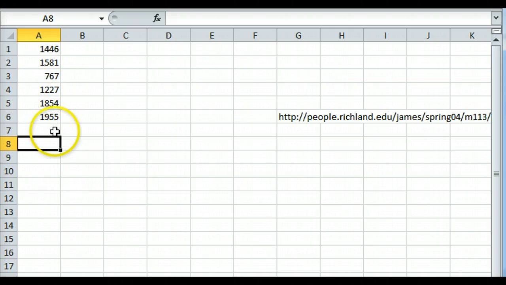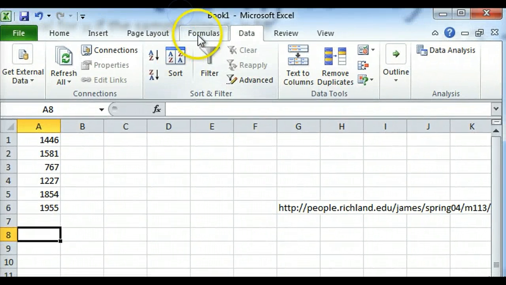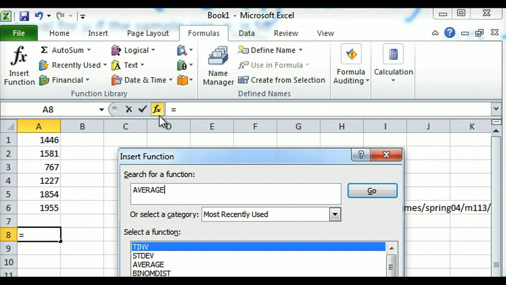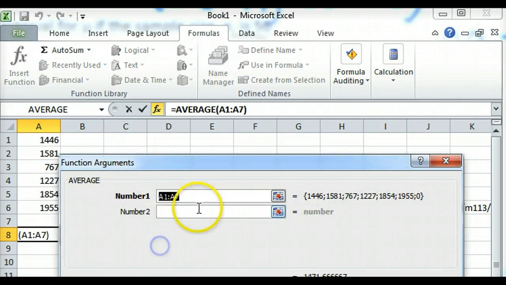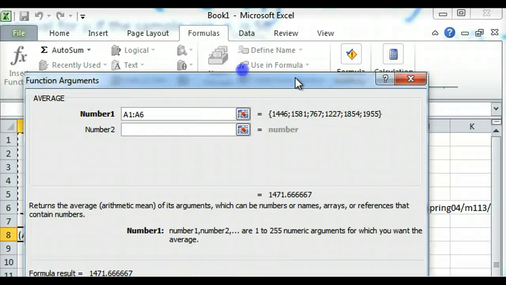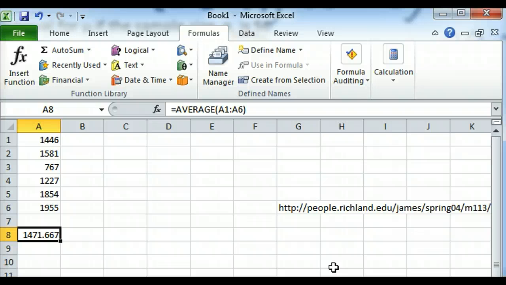Now you can do this easily by hand by adding them up and dividing by 1, 2, 3, 4, 5, 6, or you can do this in Excel. So let's bring up Excel so you can see it. I'm going to insert a function for average. A box pops up and all I have to do is select what I want to find the average of. And I can very easily find the point estimate for the average.